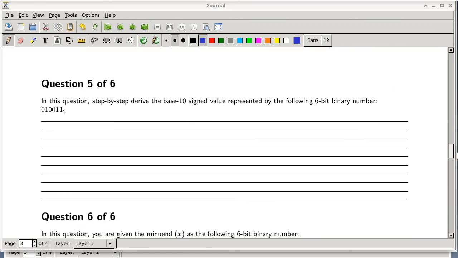Question 5 of 6. In this question, step-by-step derive the base 10 signed value represented by the following 6-bit binary number. I think that answers the question earlier about the sigma notation, right? So if I were to answer this question and I want to maximize my chance of getting partial credit, I would start with something that I can quote from the notes. Is there anything I can quote from the notes when it comes to the value represented by a signed 6-bit number?